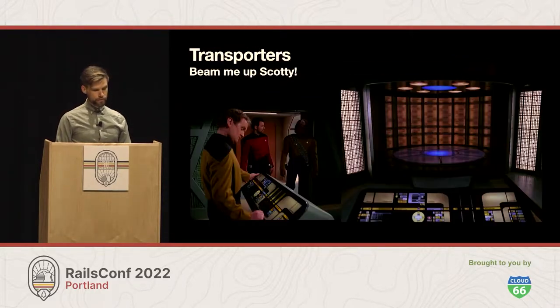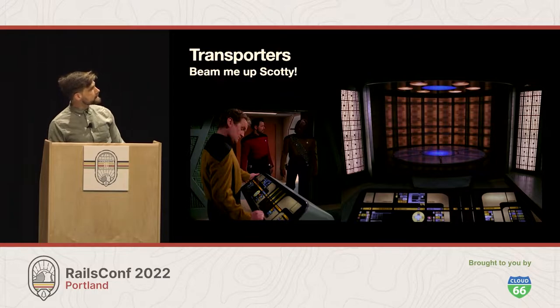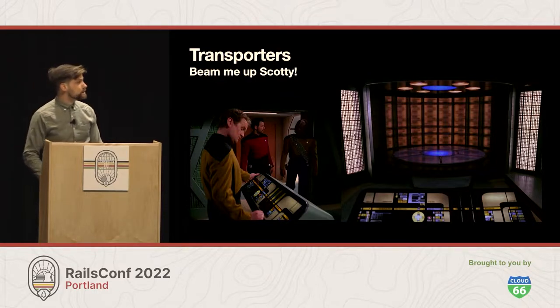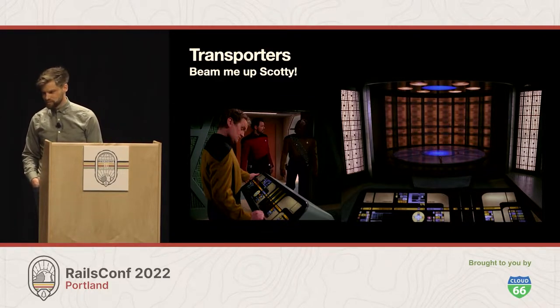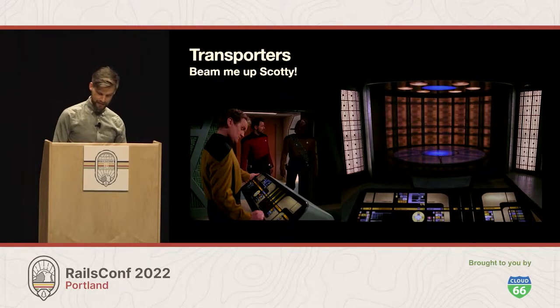So we're going to be talking about transporters, and Chief O'Brien was the transport operator for Transporter Room 3 on the Enterprise, his favorite transporter room. If you watch Deep Space Nine, he also really liked Transporter Pad C. If you watch the original series, you might be familiar with the phrase, beam me up, Scotty. O'Brien is not Scotty, but he is Irish, not Scottish, but you know.